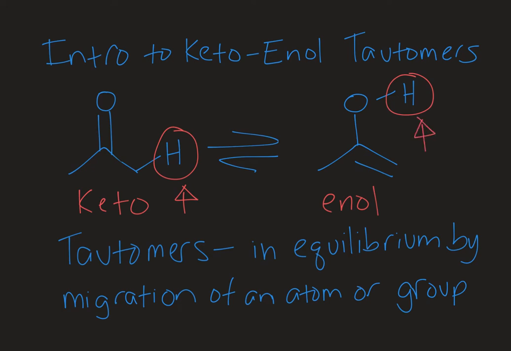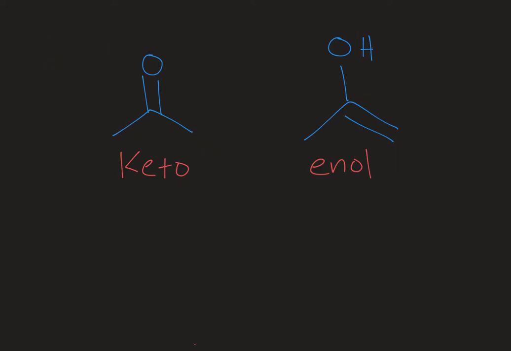So the keto and the enol are constitutional isomers. They have the same molecular formula, but a different connectivity. And they are in equilibrium with one another by the migration of that hydrogen atom. So for most systems, the equilibrium is going to lie towards the keto form. That's the favored form. The carbon-oxygen double bond, thermodynamically speaking, is more stable than the carbon-carbon double bond that we see in the enol form. And so for most systems, you'll see the keto as the predominant tautomer for that equilibrium.